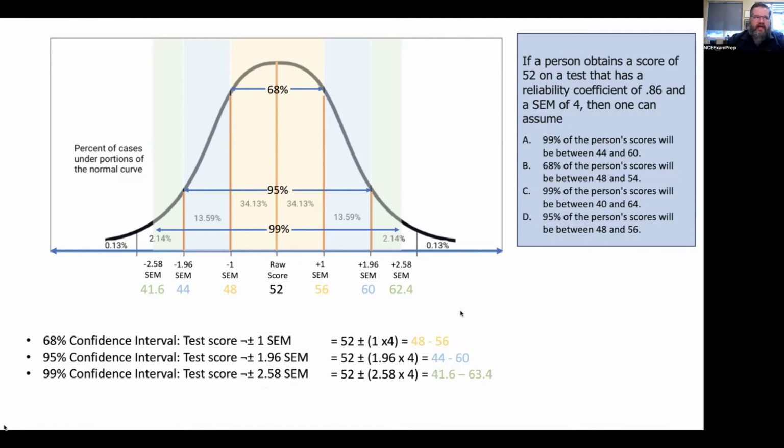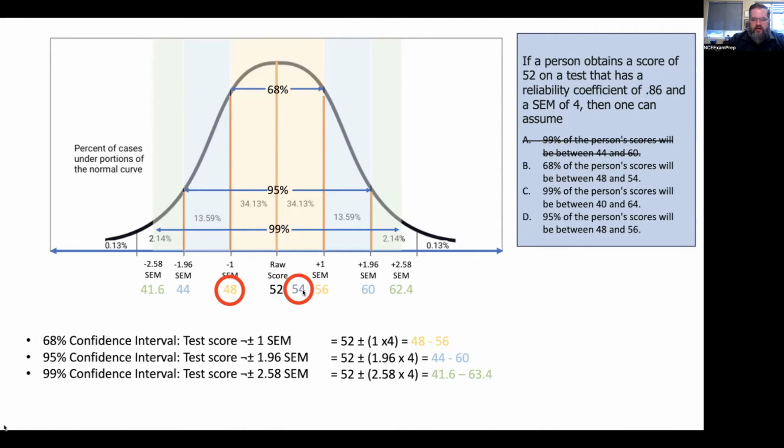So from there, we can look at the question answers and try to narrow it down to the best possible choice. So let's go ahead and plot those. So for answer A, 99% of a person's score will be between 44 and 60. So if we look at 44 and 60, we can see that that's 95% and not 99%. So we can probably rule out A as a solution. If we look at B, 68% of the person's scores will be between 48 and 54. So we have 48 here, one standard error of measurement below the raw score.